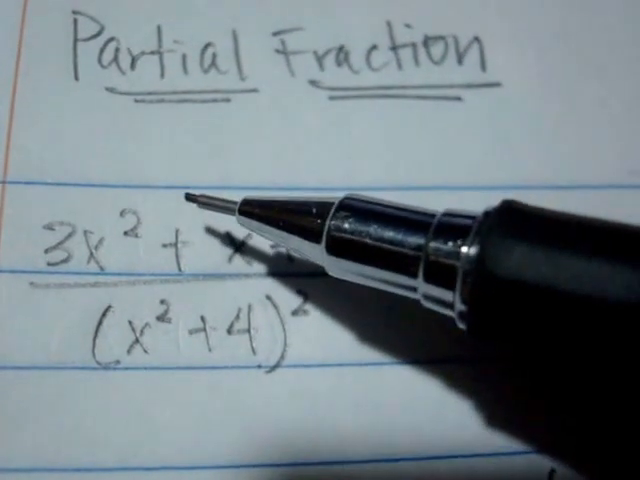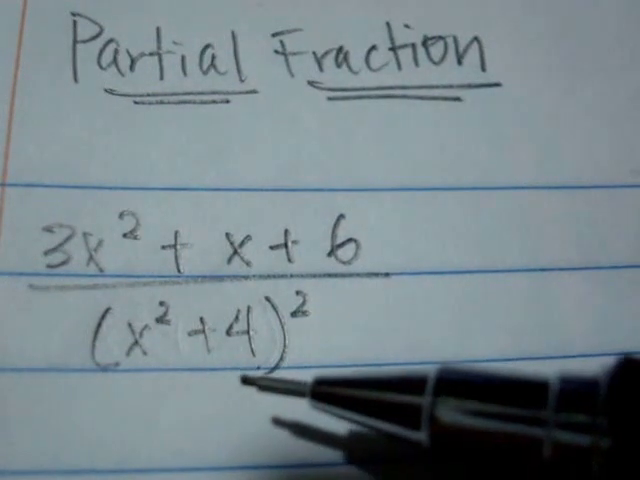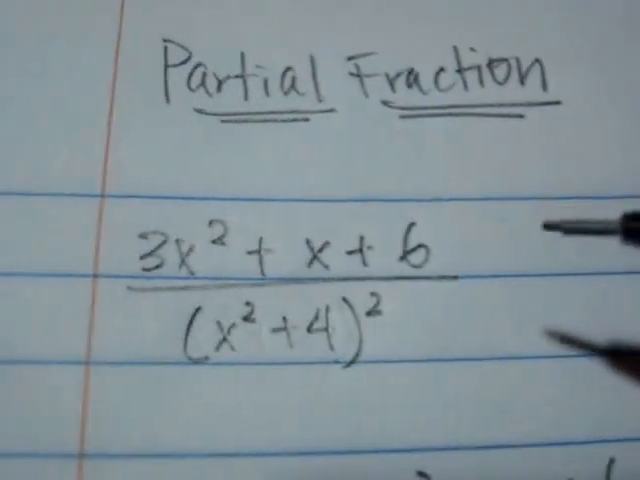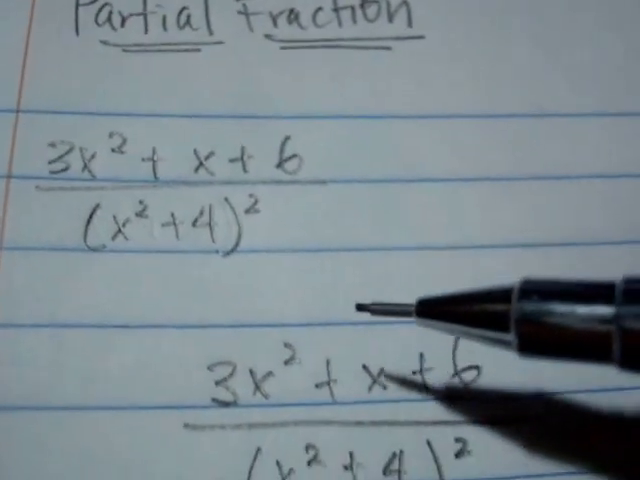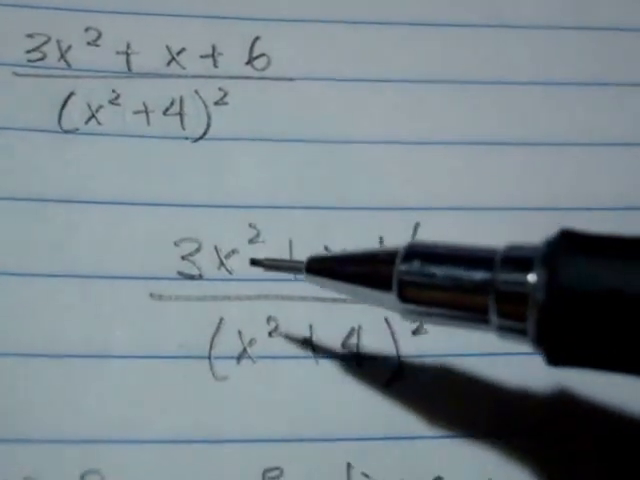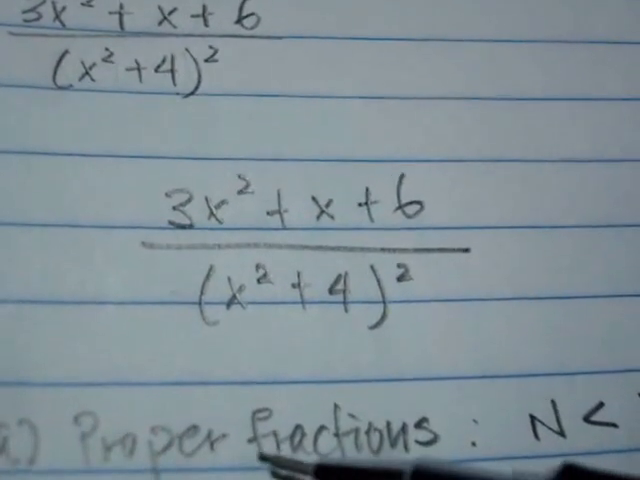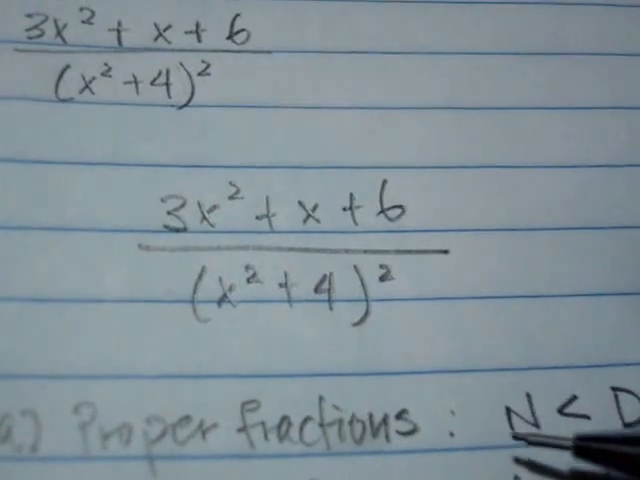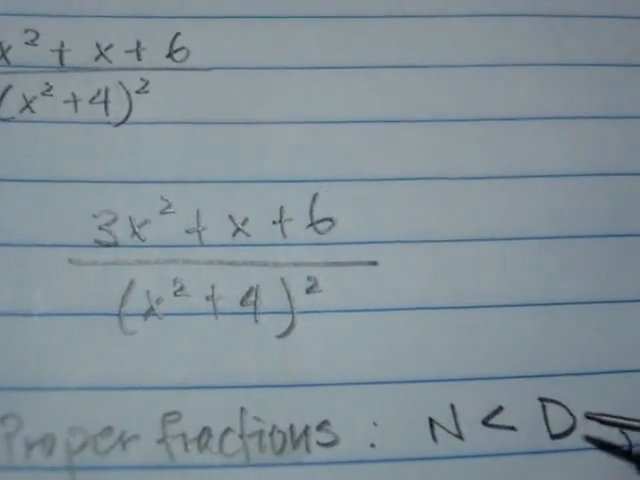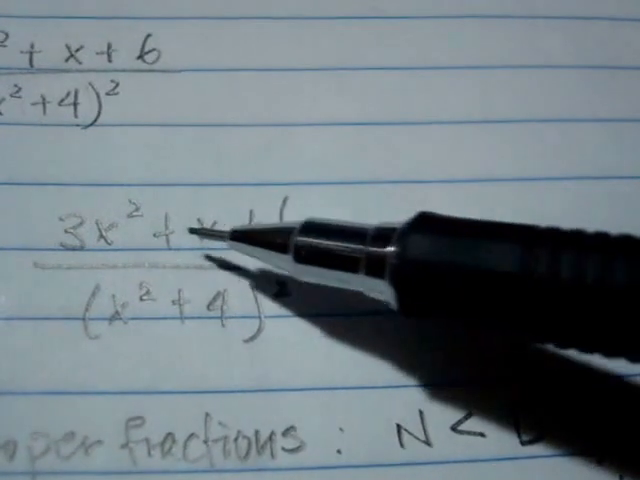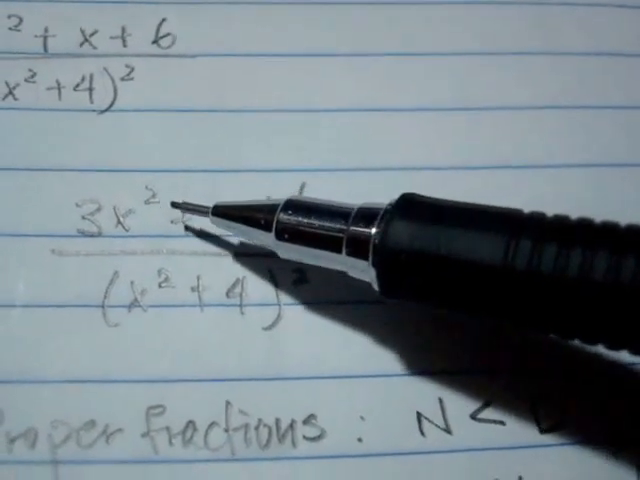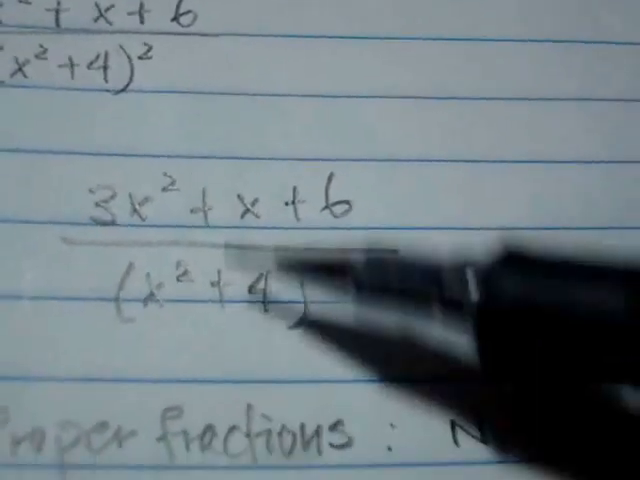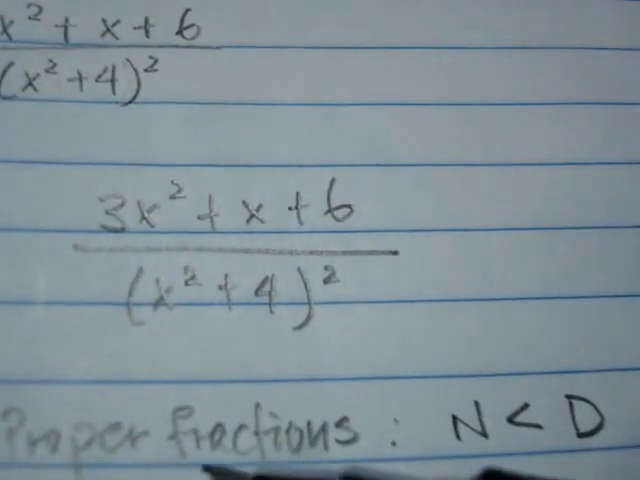In order to decompose this given partial fraction, the first thing you need to recognize is that it is a proper fraction. What does it mean by proper fraction? Proper fraction means that the numerator's degree is less than the denominator's degree, or it is equal to it. So in this case, the numerator's degree is less than the denominator's degree. So that means this whole expression right here is called a proper fraction.